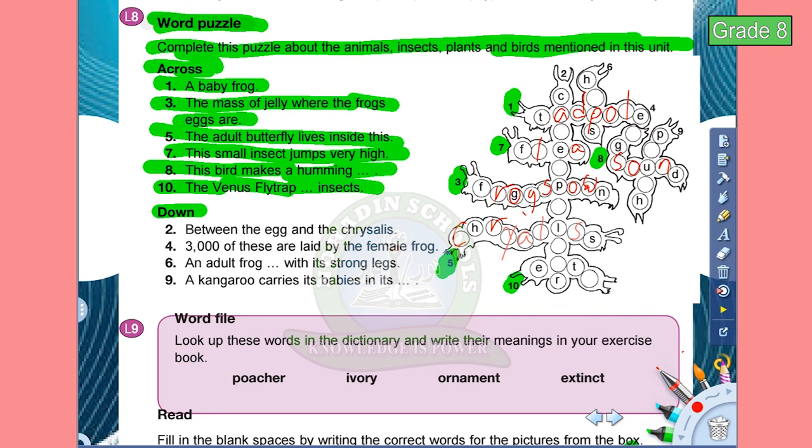Let's count out the letters that are missing. Eats. Now we have finished the across lines or the horizontal lines.